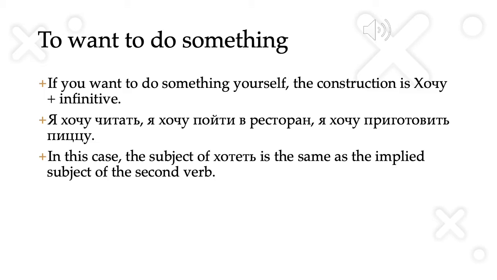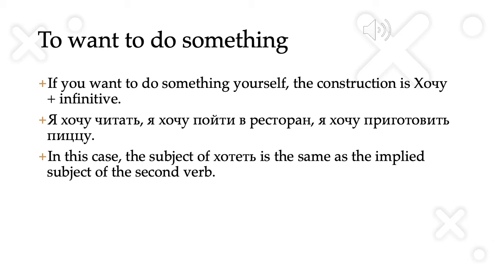So, as a quick refresher, if you want to say that you yourself want to do something, the construction is the appropriate form of хотеть plus the infinitive. So, if it's I want to do something, I would say я хочу, and then the infinitive of whatever verb I need. So, я хочу читать, я хочу пойти в ресторан, я хочу приготовить пиццу. If the subject is someone other than я, you just use the correct form of хотеть, but the rest of the construction is the same. You just use the infinitive of the verb.